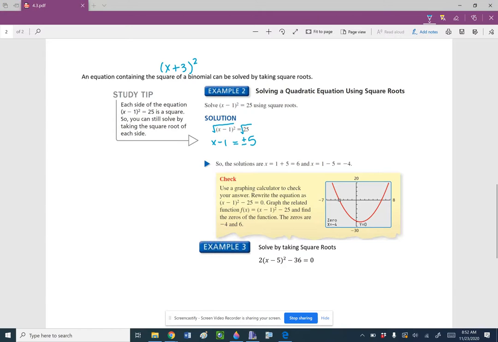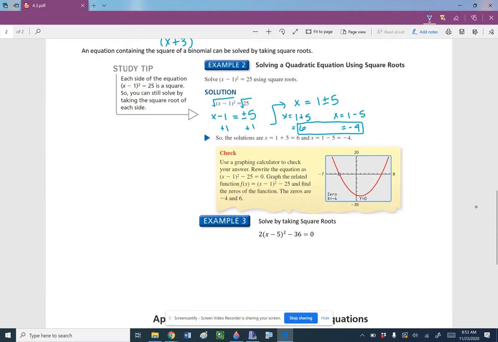Okay, so now when we are solving for x, we want to get x by itself. So we're just going to add 1 to both sides, and we get x equals 1 plus or minus 5, right? Because we could have positive 5 or negative 5. So we either have x equals 1 + 5 or x equals 1 - 5. 1 + 5 is 6, 1 - 5 is negative 4. Those are our two solutions.